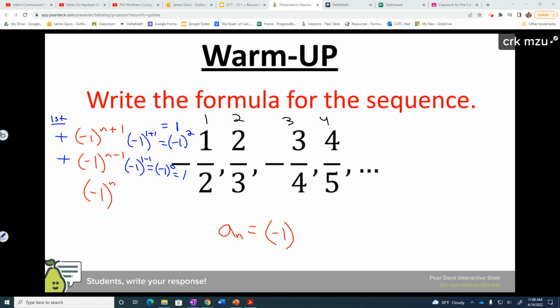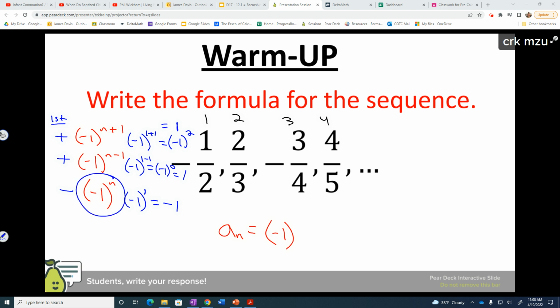Now this one, -1 to the n. Let's try that. -1 to the just whatever the n is. So first term would just be 1. What's -1 to the first power? -1, right? So this will give you a negative first term. That's all you really have to worry about, because then it'll alternate after that. So if we want a negative first term, then we want to use this.